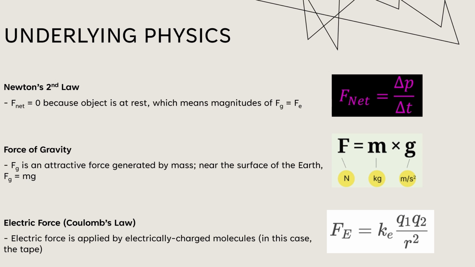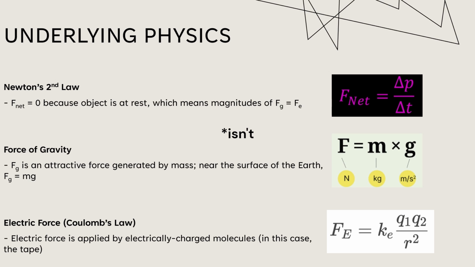So, what are the underlying physics we're playing with today? Well, first is Newton's second law, which states that F net equals 0 when an object is at rest. In this case, tape A and B will be at rest, and so the magnitude of Fg is going to equal Fe because gravity and electricity are operating in opposite directions. And since the object is at rest, then these forces are equal in magnitude.